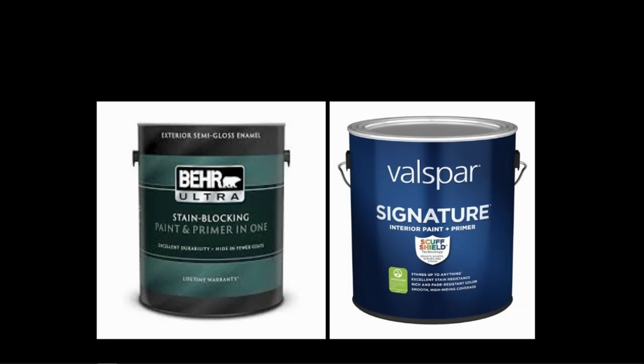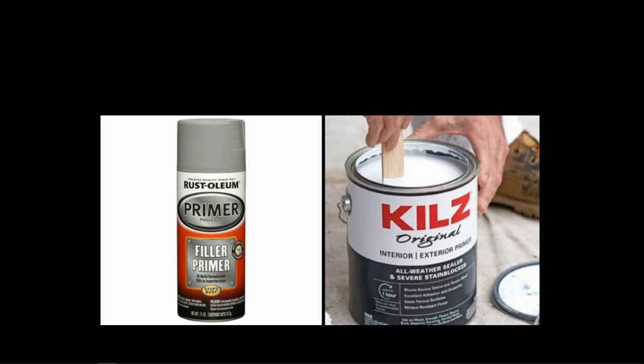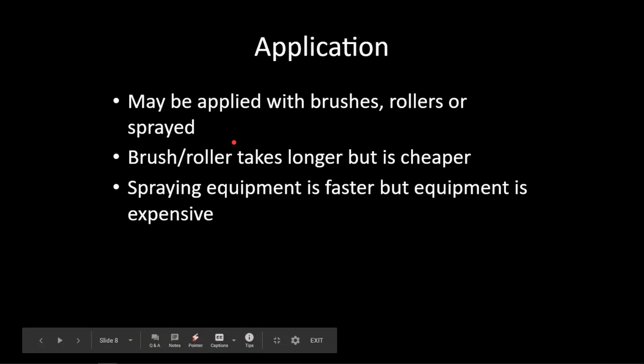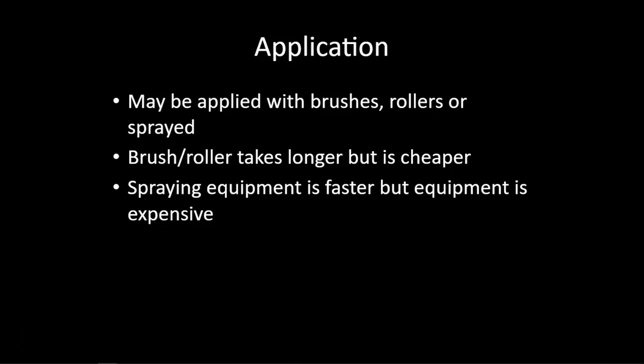There are just a couple here. You can see the primer is already made into the paint. These are a couple of primers you can buy by themselves. Once again, if you're using oil-based paint, you need to use oil-based primer. The one over here on the left is an oil-based primer, and you would use that for oil paint.